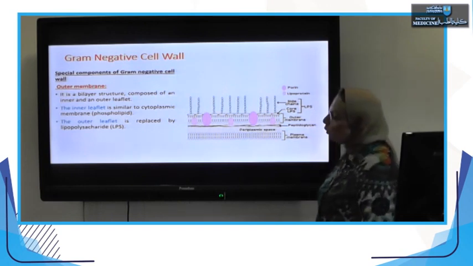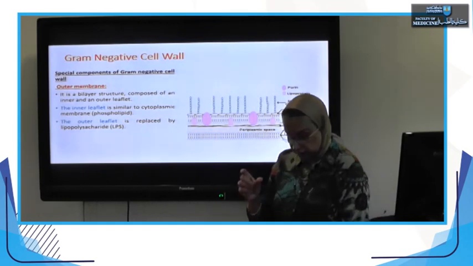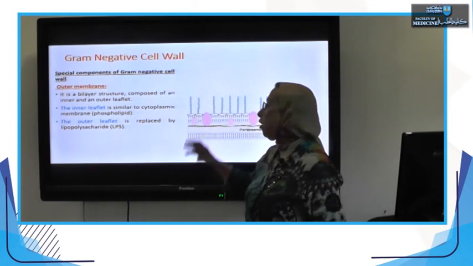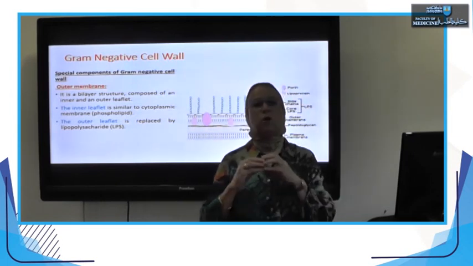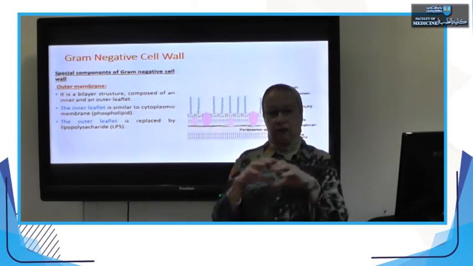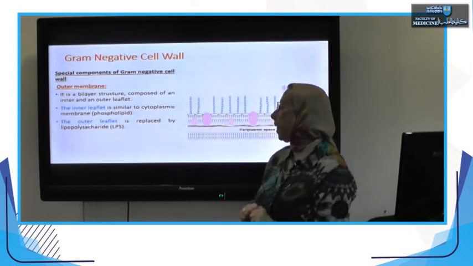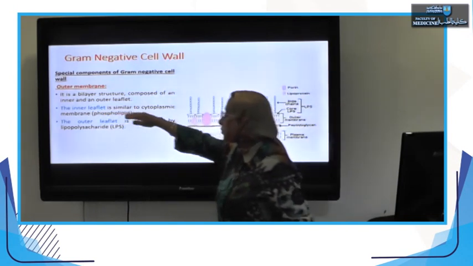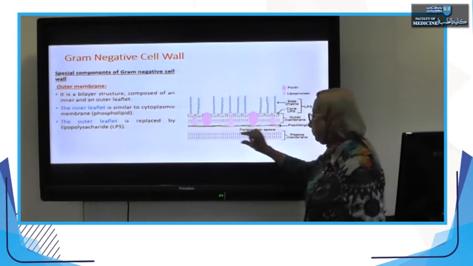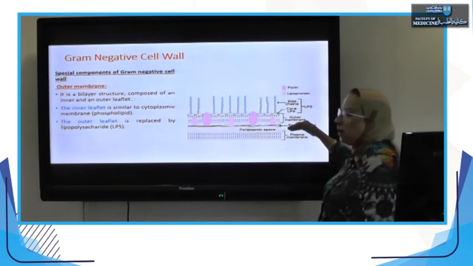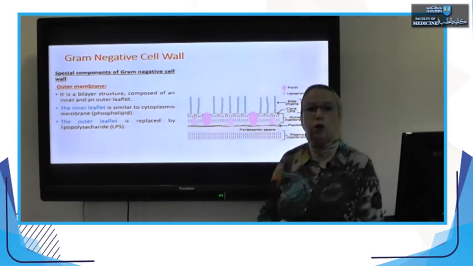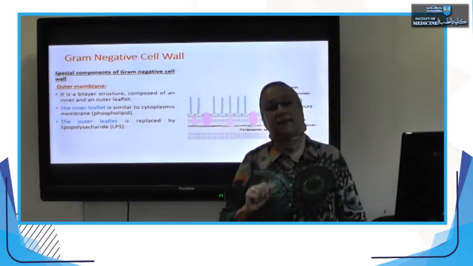The gram-negative cell wall also has a unique structure, the so-called outer membrane. This outer membrane is a two-layered structure. We say it has two leaflets, two layers. An inner leaflet, which is very similar to the cytoplasmic membrane structure. And what's important here is the outer leaflet, the outer layer, which is the so-called lipopolysaccharide layer.